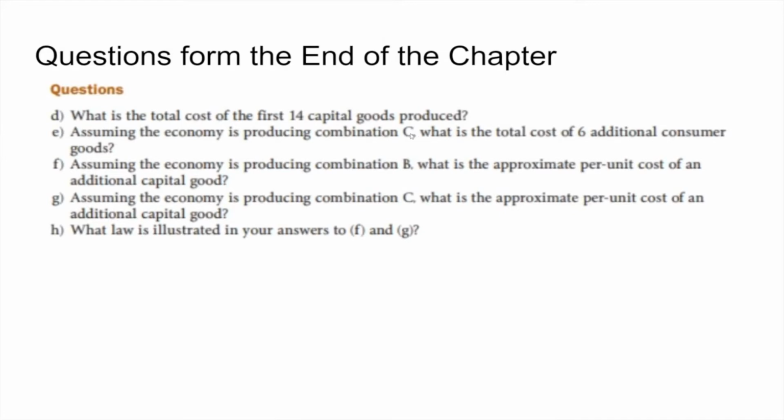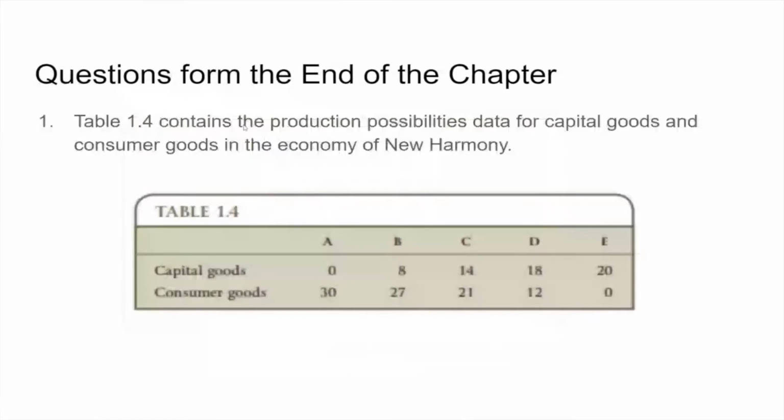Looking at E, assuming the economy is producing at combination C, what is the total cost of 6 additional consumer goods? Okay, we've got to look at combination C, and then we're going to add 6 consumer goods to it. So let's go back to the table first. Okay, so what we're saying in this particular problem is assume we're working at combination C. So combination C is 14 capital goods and 21 consumer goods. What is the total cost of an additional 6 consumer goods?